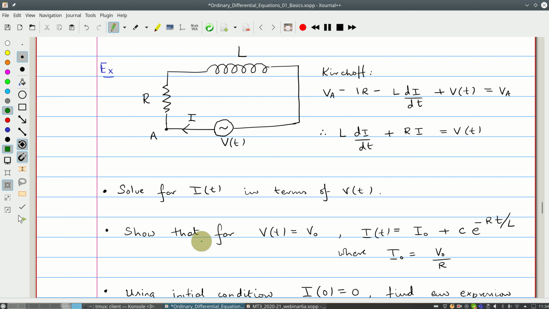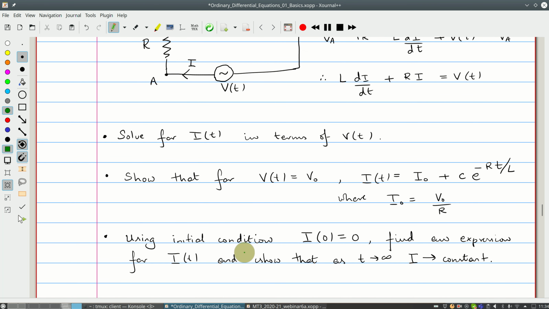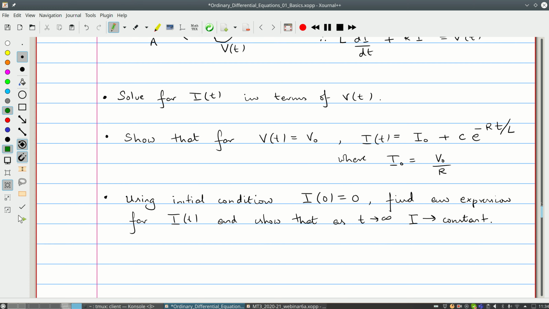and then show that if this voltage was a constant, just v naught, the current i is given by i naught plus a constant c times an exponential, where i naught is v naught over R. And then if you use the initial condition that the current at time t equal to 0 is 0, find an expression for i as a function of time and show that it tends to a constant as time tends to infinity. And I'd like you to interpret that solution the way you did when you learned this in the first place. Okay, so that's the question I'm going to leave you with.